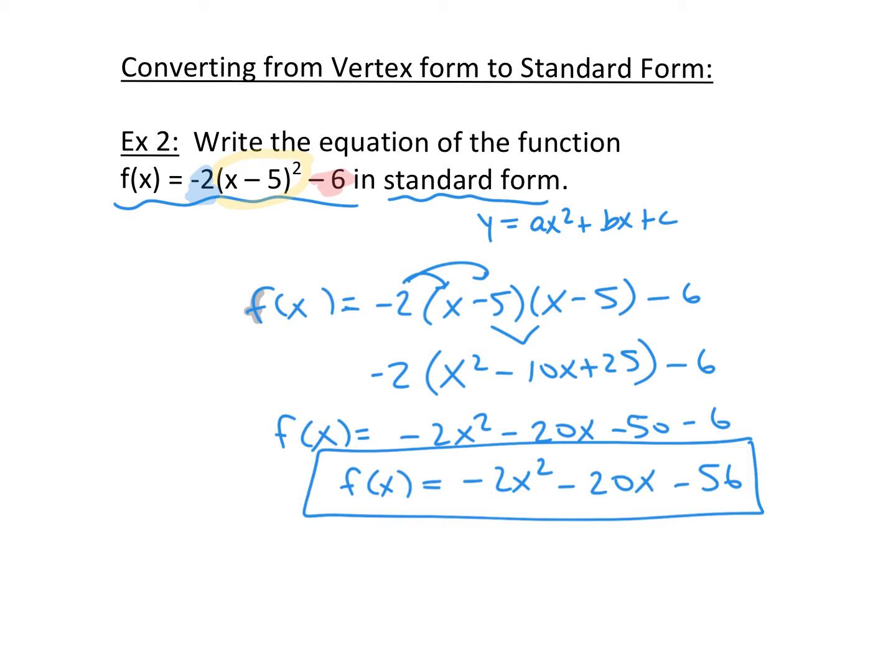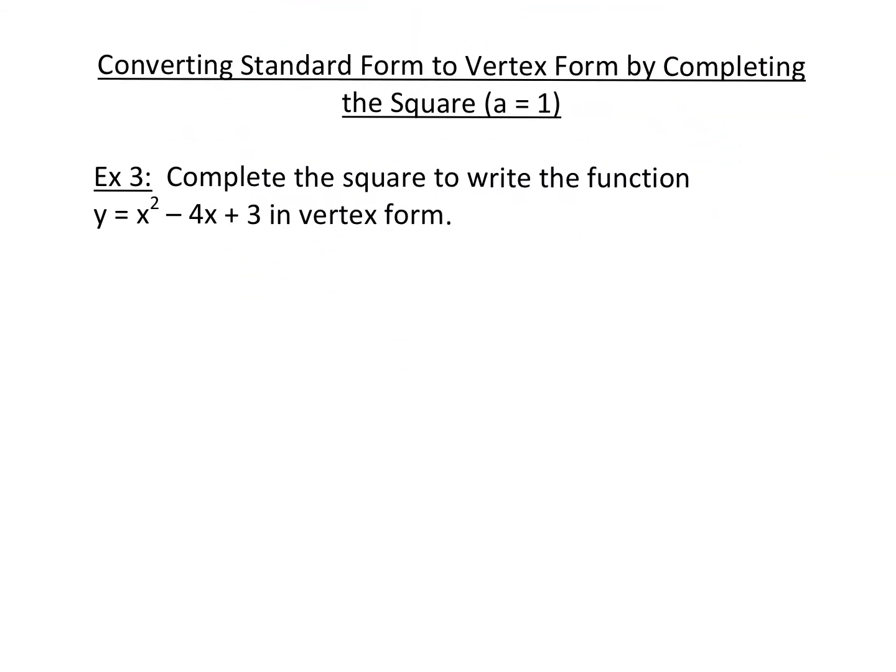All right, now the harder conversion is the other way around, from standard form into vertex form. And the Regents typically asks you to do it by this method of completing the square. So they'll say complete the square to write the function in vertex form. So even if you could find another way of doing it, my questions are going to model what they do, which is use the method of completing the square.